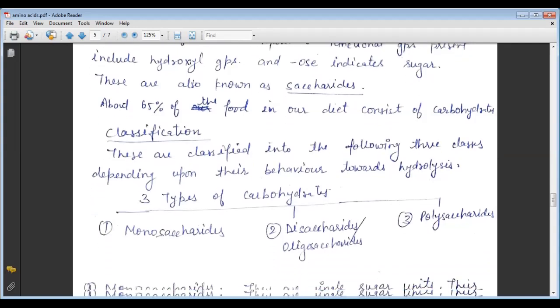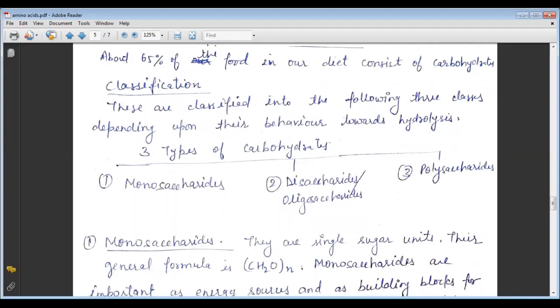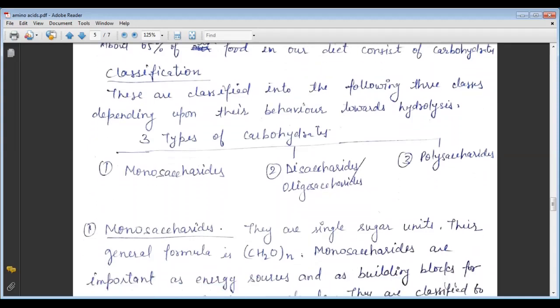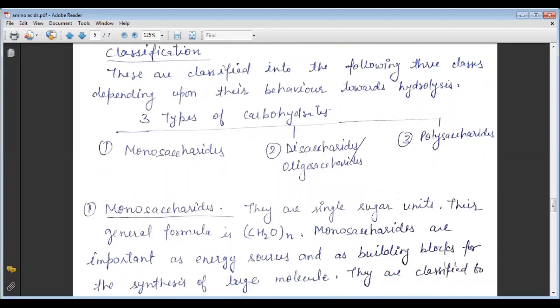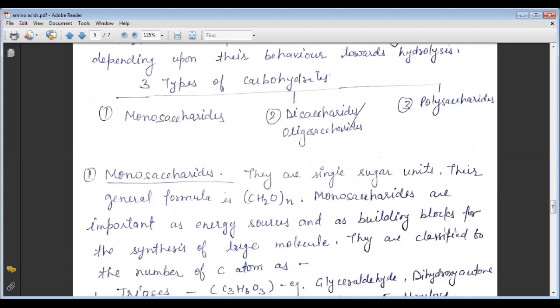Now come to the classification. It is very important and also a little typical. The classification says that carbohydrates are classified into the following three classes depending upon their behavior towards hydrolysis. The three types are monosaccharides, disaccharides or oligosaccharides, and the third type is polysaccharides.